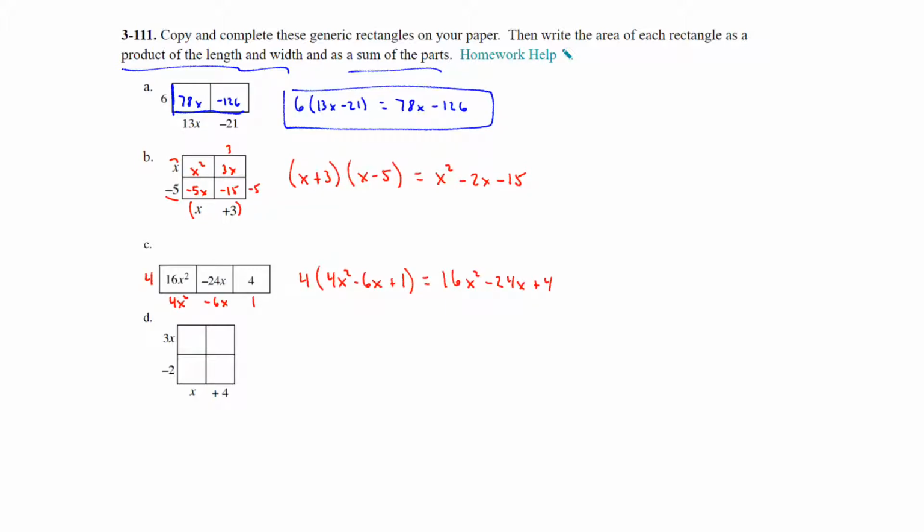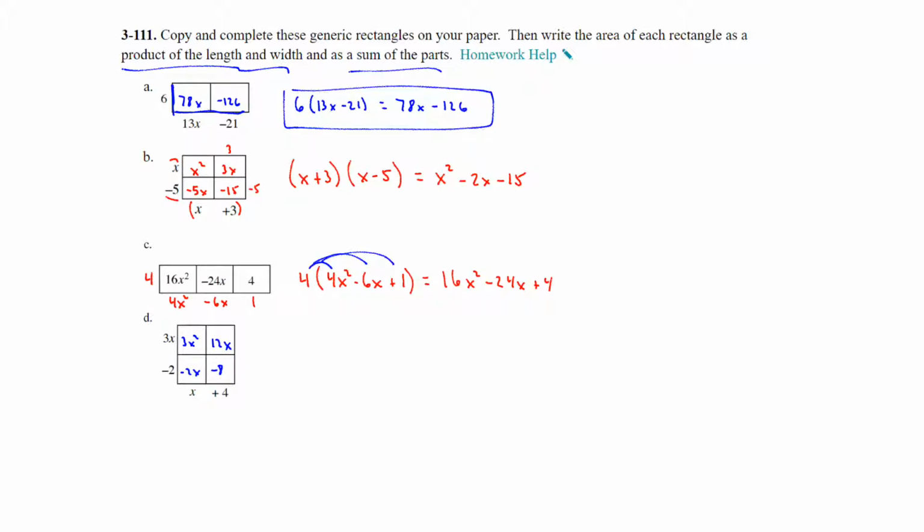And remember, we know how to multiply these two together by just using the distributive property. So is it true that 4 times that gives us the 16x squared minus 24x plus 4? And that is correct. D, once again similar to B, we have 3x squared minus 2x. This will be a 12x and a negative 8.